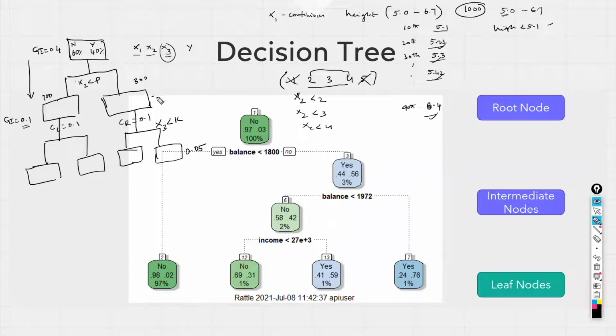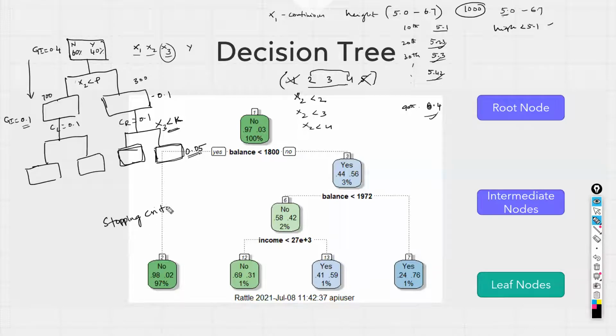So here the root node, this became a root node, right? Which had a Gini of 0.1. And when we split this with x3 less than or equal to k, we got two more splits. And at this level, now the Gini has decreased even further to 0.05. So we will recursively apply this until we reach a stopping criteria.